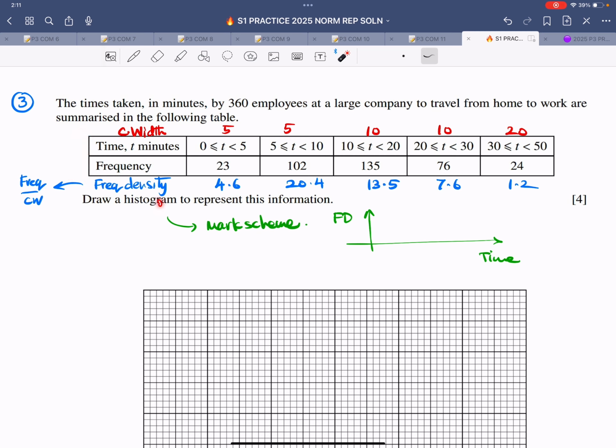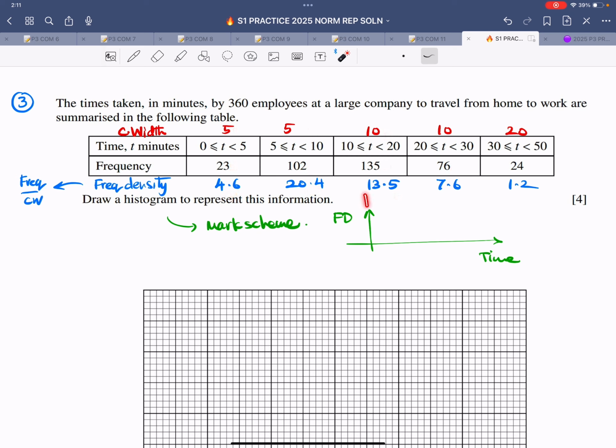For a histogram, the very first thing we have to check is whether the class intervals are of equal width. This is 5, this is 5, this is 10, this is 10, this is 20. That means it's of unequal width, so what goes on the vertical axis? Frequency density. What is the definition of frequency density? Frequency divided by class width. So frequency divided by class width gives me this. 102 over 5 is this. 135 over 10, 76 over 10, 24 over 20, we get this.